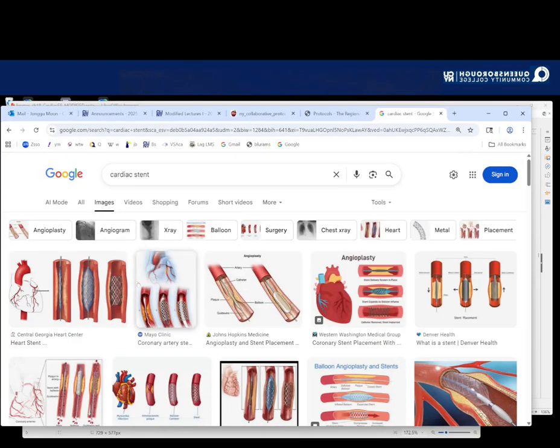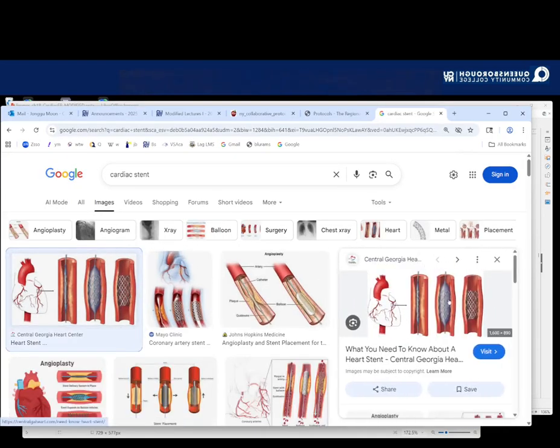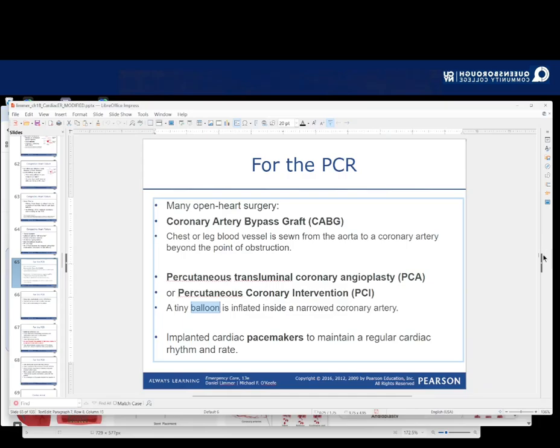like a mesh. So the balloon will expand that problem artery out, and then the stent will be left in place to keep that section nice and wide for the patient's needs. Now we have this foreign object in the body. What's to stop the body from rejecting it? What's to stop antibodies from attacking it? What's to stop platelets from clotting around it? And the answer is medications.